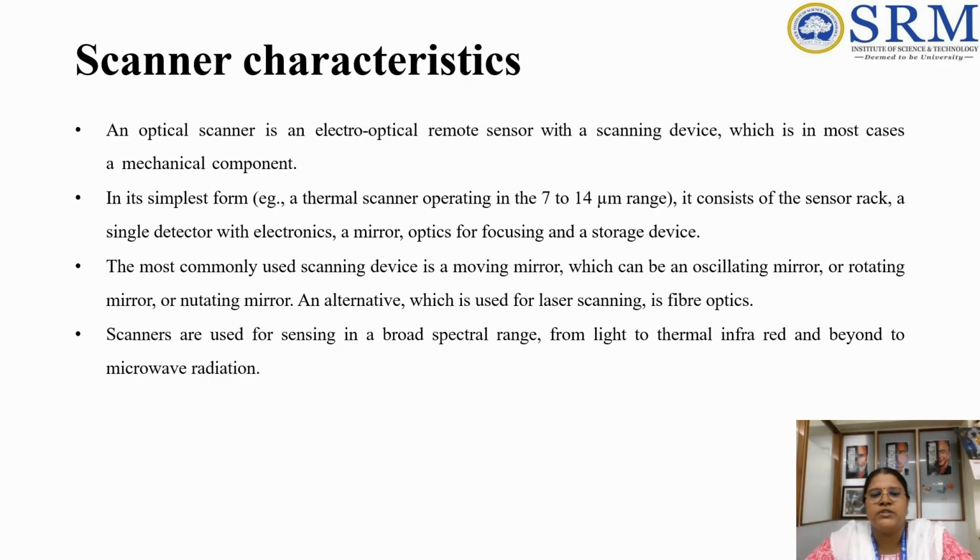The most commonly used scanning device is a moving mirror, which can be an oscillating mirror or a rotating mirror. Alternatively, laser scanning with fiber optics can be used. Scanners are used for sensing in a broad spectral range, from light to thermal infrared and beyond to microwave radiation.